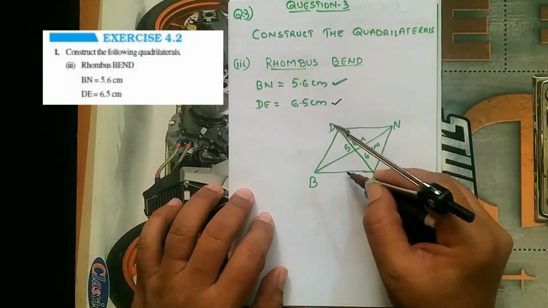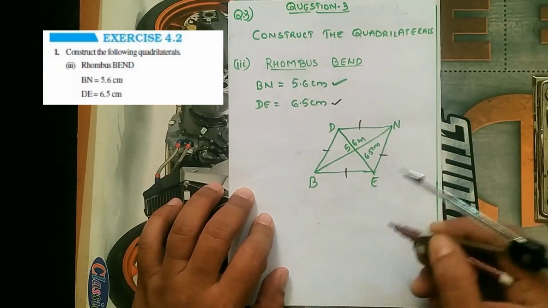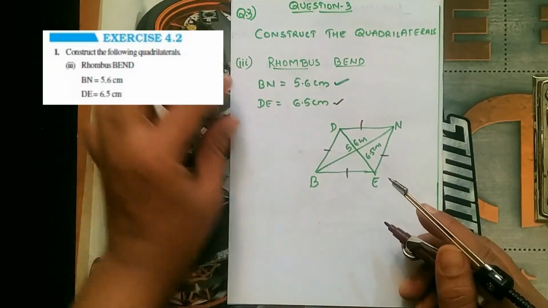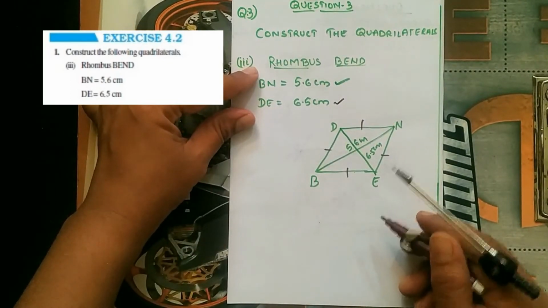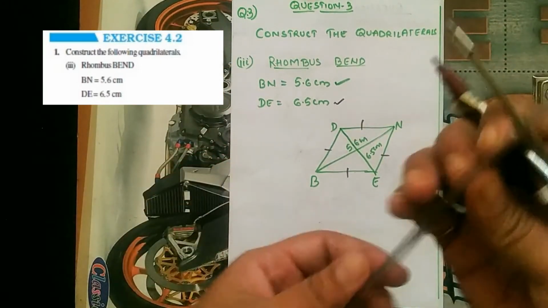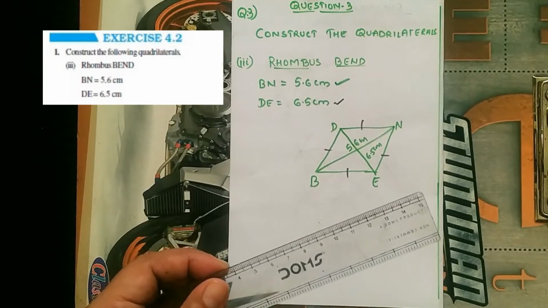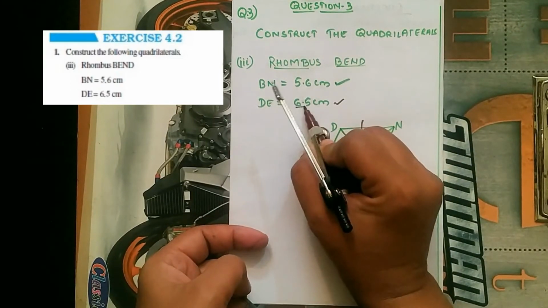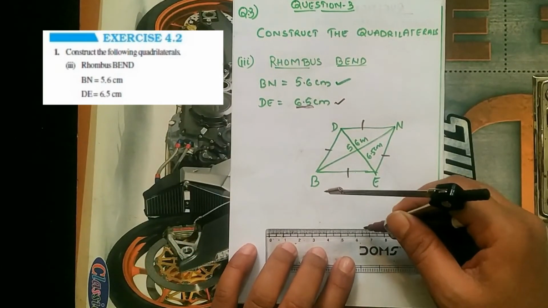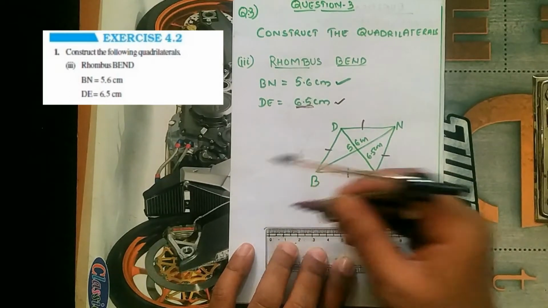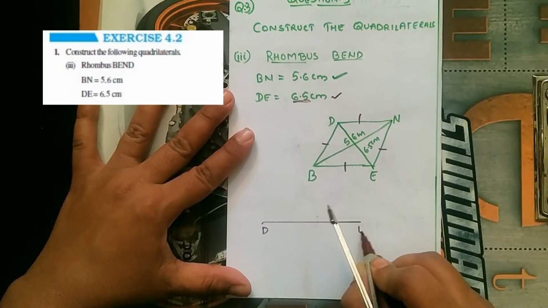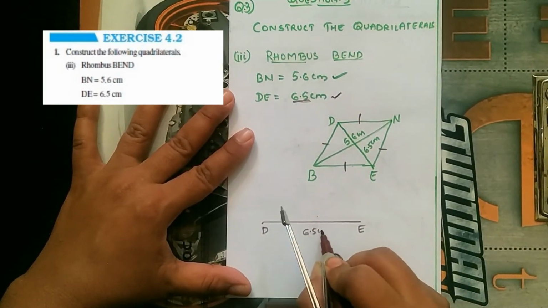Here also you will get all 4 sides equal, but here we do not have the measurement of any side, but we have the measurement of the diagonals. So we can draw any one of the diagonals, but I will take the diagonal which is odd in number. This is an odd diagonal. I will fix that diagonal in this way, DE is 6.5. Thick. DE is your 6.5 centimeter.